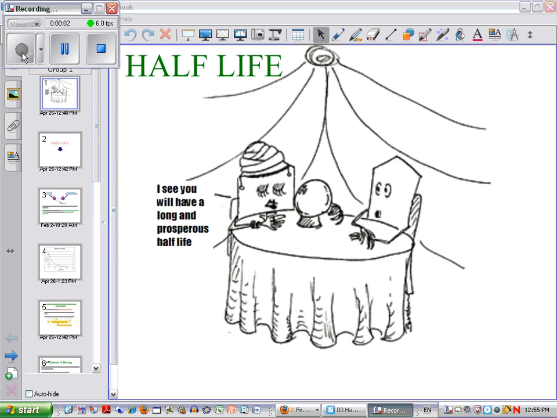Chem 1 lecture over Half-Life. So we'll start with a little funny comic here. Half-Life says, I will see you will have a long and prosperous half-life, as opposed to just life. Anyways, who cares?